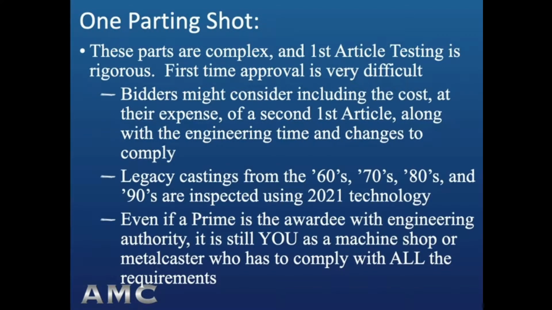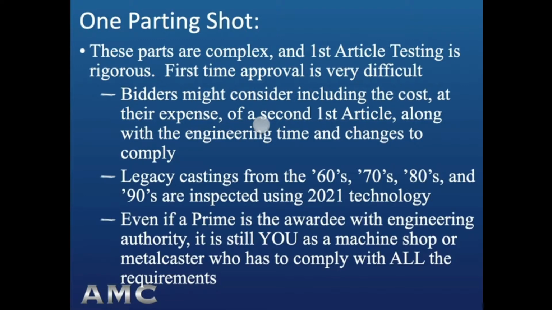One parting shot. Keep in mind these parts are complex, and the FAT first article testing is rigorous. Passing FAT the first time is very difficult. So when preparing a bid, bidders might consider the cost of a second first article test, a second submission, which would include paying the testing costs for the second submission.